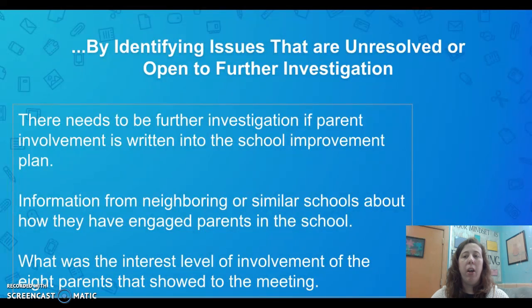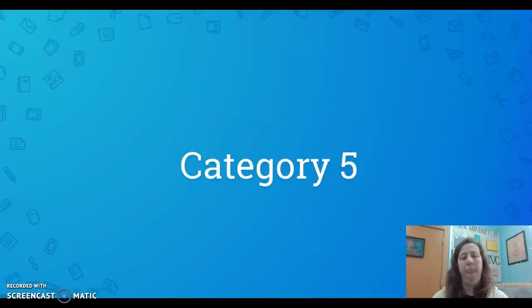So some things that are unresolved or open to further investigation. First, there needs to be further investigation if parent involvement is written in the school improvement plan. Next, information from neighboring or similar schools about how they engage parents in their school. And another idea I had is what was the interest level and involvement of the 8 parents that showed to the meeting. So those 8 parents came, but what were they wanting to contribute or able to contribute?